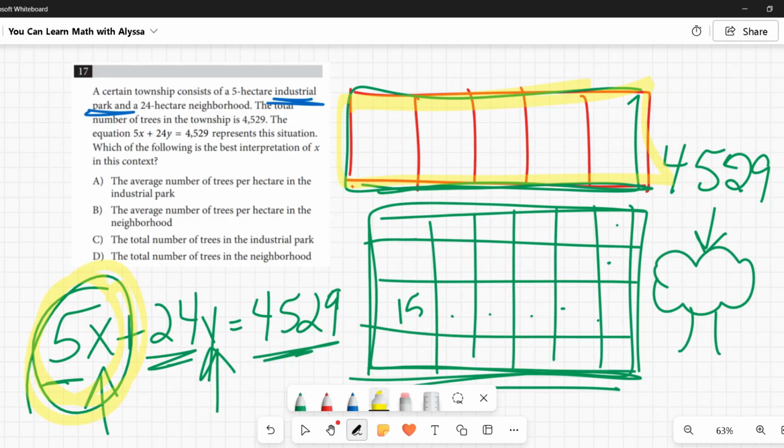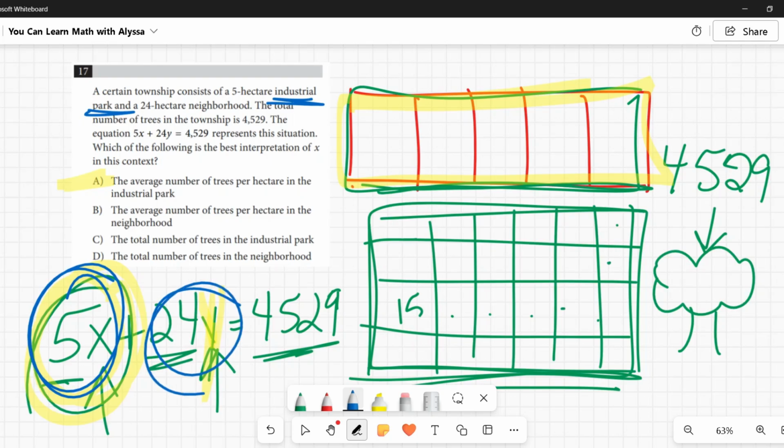A, the average number of trees per hectare in the industrial park. That looks like it, but let's look at the rest. B, the average number of trees per hectare in the neighborhood. Nope, that's going to be Y. C, the total number of trees in the industrial park. No, that's 5X. And D, the total number of trees in the neighborhood. Nope, that is 24Y. Our intuition there, our first feeling about A holds up. It is A. That is my answer.